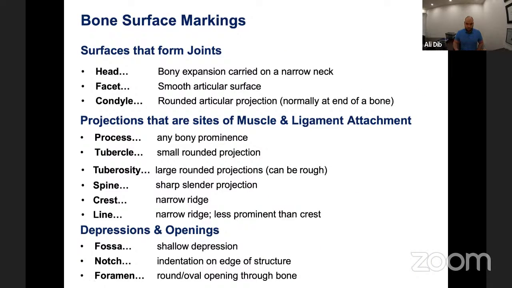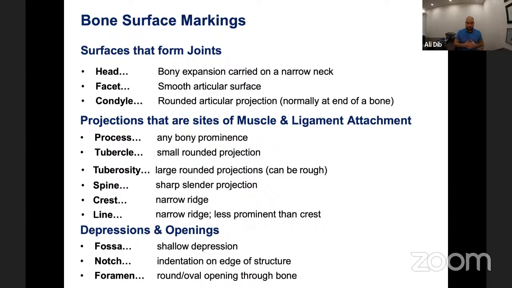And we have a facet, which is a smooth articular surface. We see those in between the vertebral bodies of the spine. So that's how the separate vertebral bodies connect to each other. We have condyles, which are a more rounded projection of the bone. It's usually at the end of a long bone. So think of your stereotypical bone. The condyles are those bulgy ends of the bones.